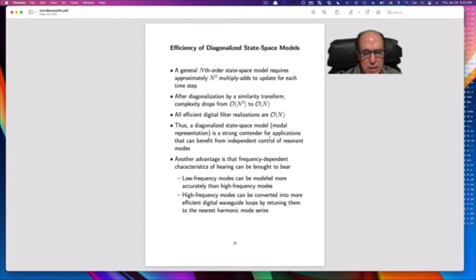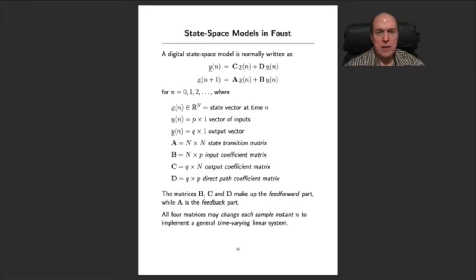So now we're ready for the example. All right, let's take a look at state space modeling in Faust. All the other approaches except state space and modal synthesis have been covered in other talks. So I'm just going to do state space, and then, as I mentioned, if I diagonalize the state space model, I've got a modal model.